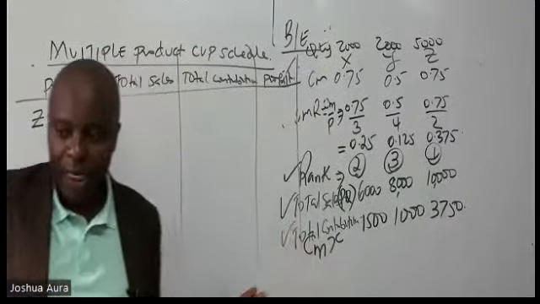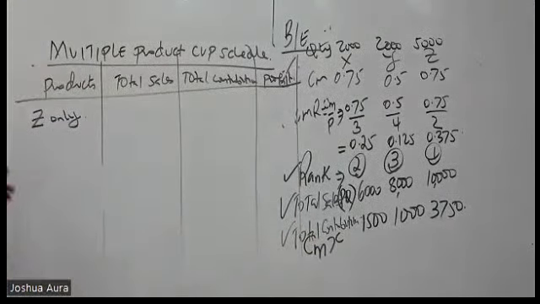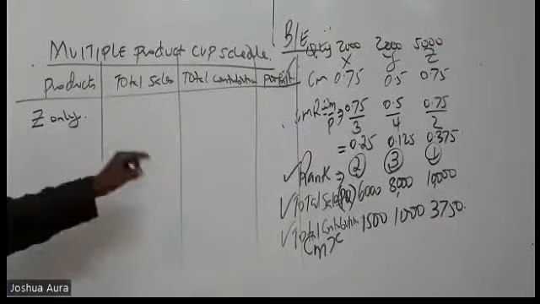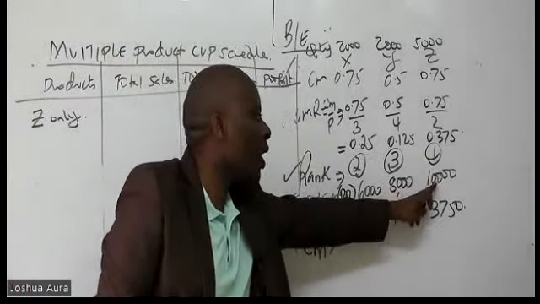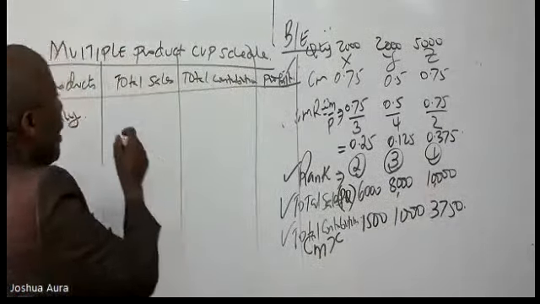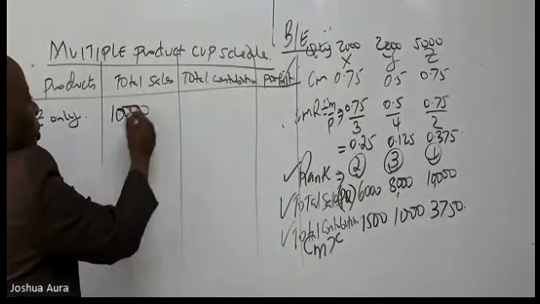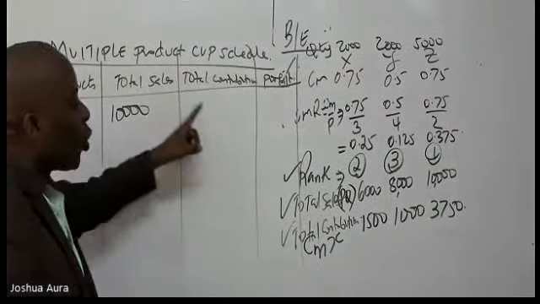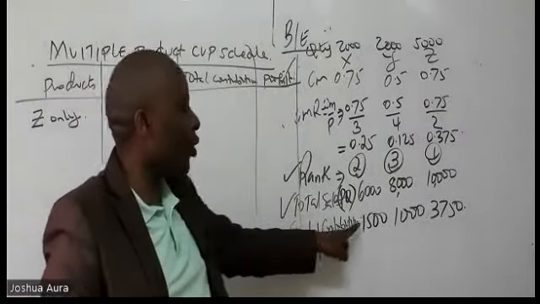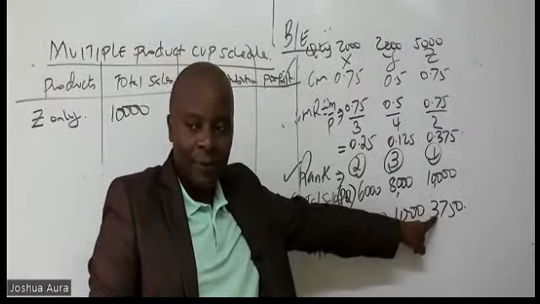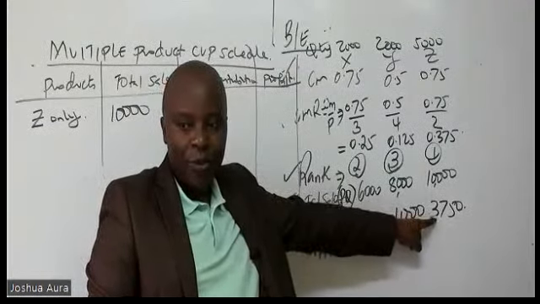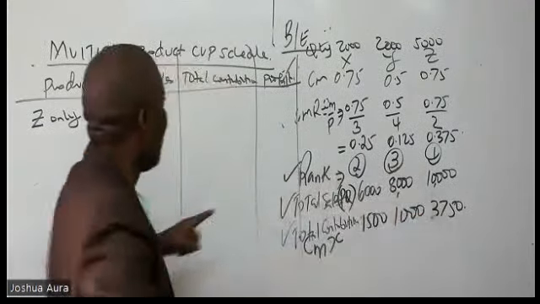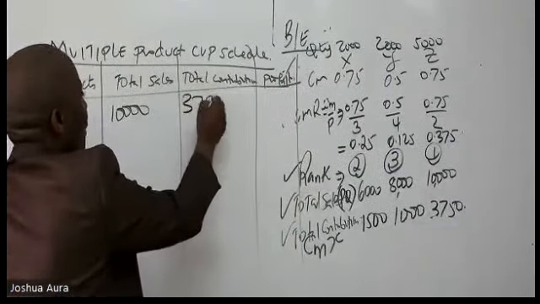Great. So we start in this case by producing Z only. If we produce Z only, what will be our total sales? The best ranked product, if it is produced only, will give us 10,000 Kenya shillings. If we produce Z only, the total contribution that we shall get from Z only is 3,750. So the total contribution is 3,750.